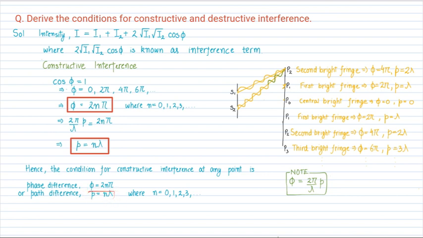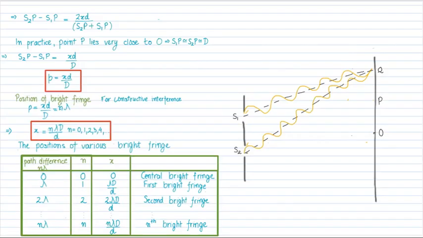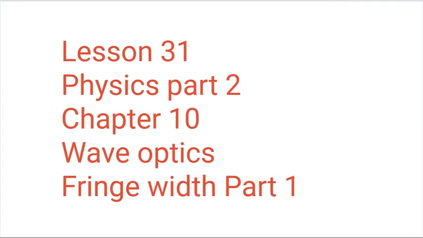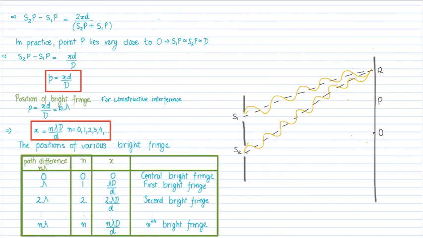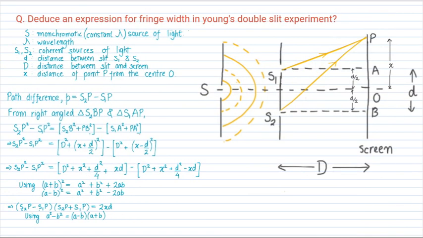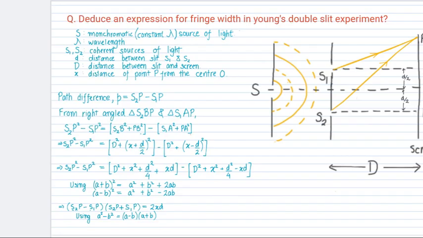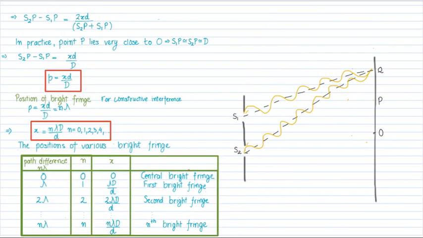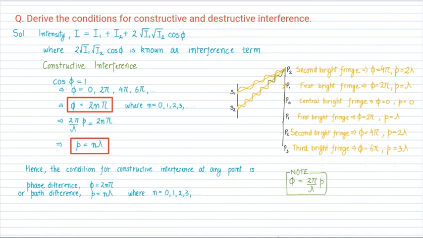Okay, so let's go back to your lesson number 31. This is your lesson number 31. In this lesson number 31, I have derived the condition for the position of the bright fringe. Okay, so look here. To obtain the position of the bright fringe, the path difference p should be an integral multiple of lambda. So we have used these conditions in your fringe width also, to find out the position of the central bright fringe. Fine. Now let's move to the next one, destructive interference.